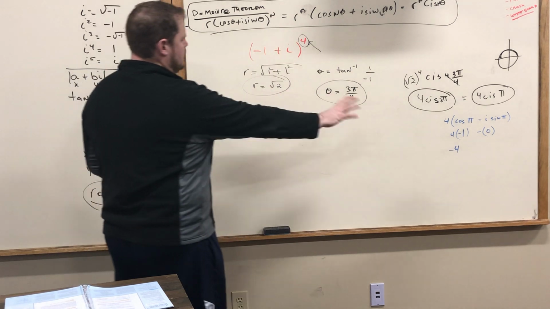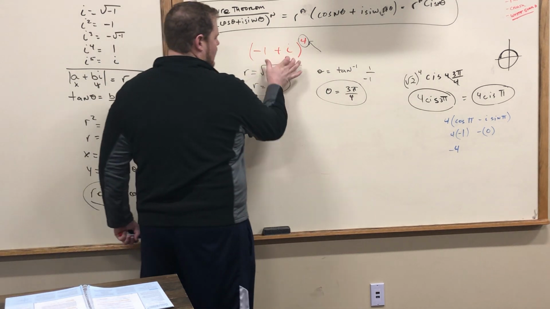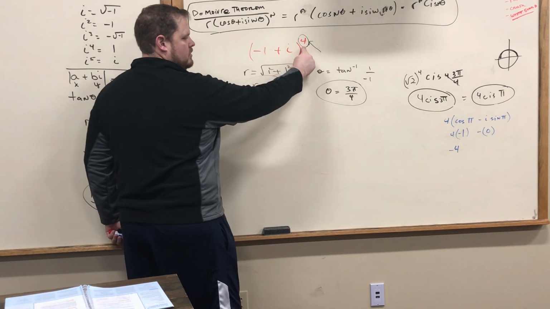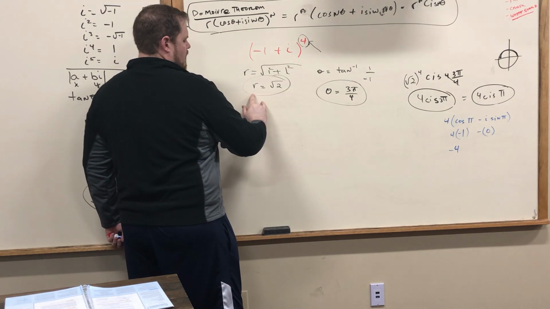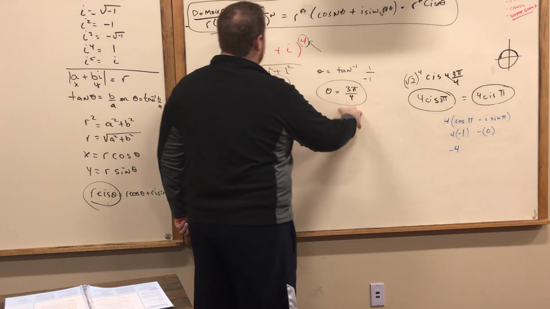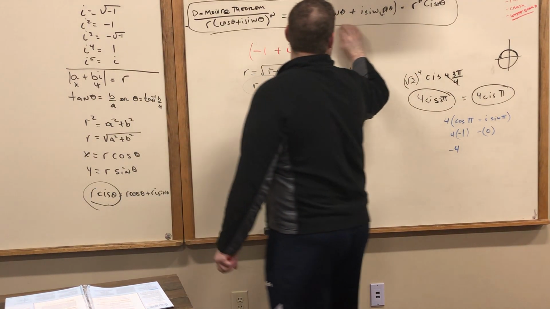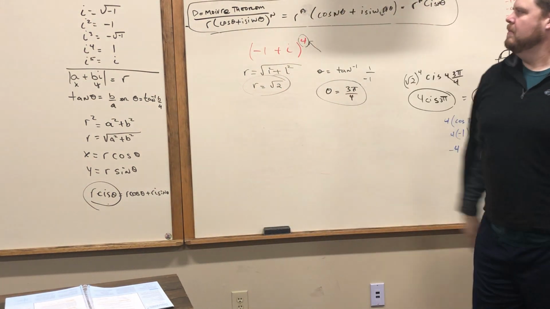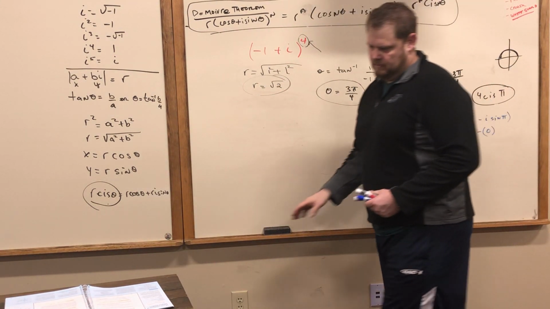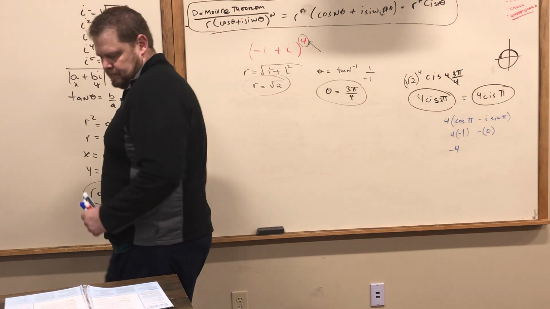Any questions on how to solve this? So, start with your complex number with your power out here. You have to solve for your r, you have to solve for your theta. Then you can go in and plug it in to the De Moivre's theorem that they gave you, all right?